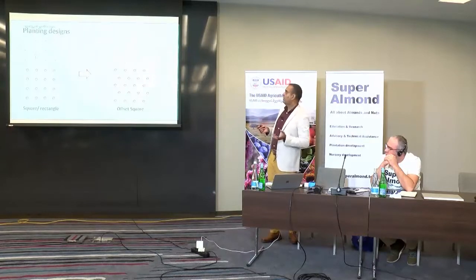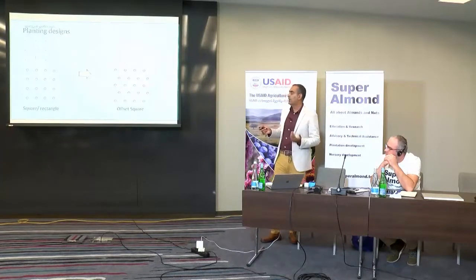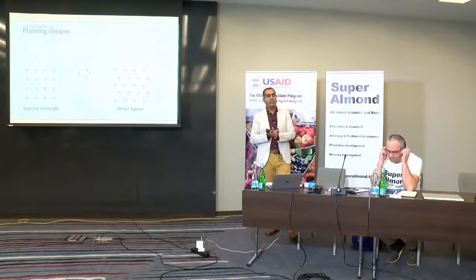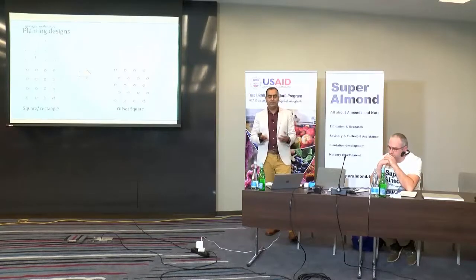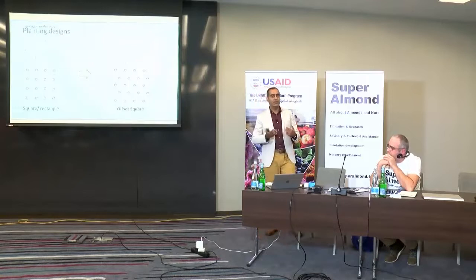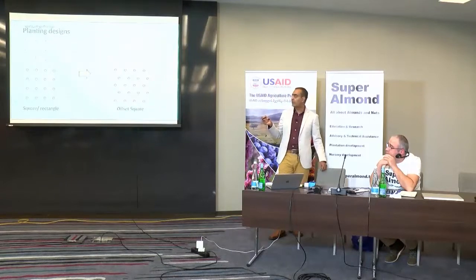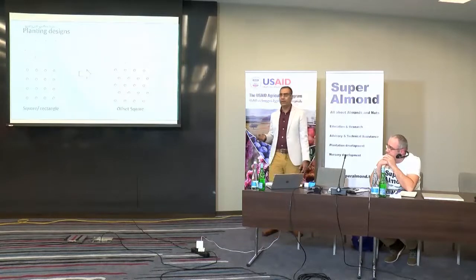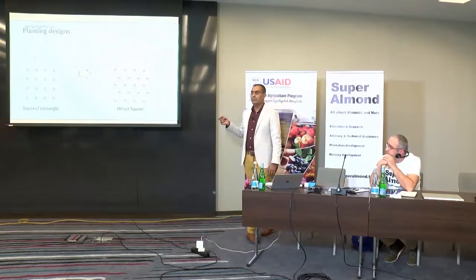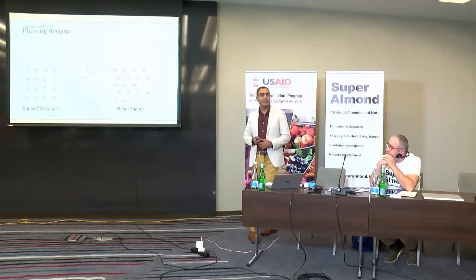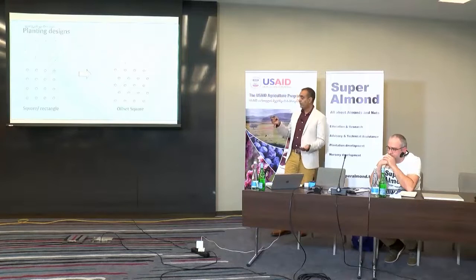So a little bit of modification to make the square a rectangle by reducing the tree-to-tree distance. So for example, if the square is 6 meters by 6 meters, now you reduce the tree-to-tree spacing to 4 meters or 4.5 meters. So you get a rectangle. Further, you just shift the alternate rows a little bit to actually get an offset square or an offset rectangle. An offset rectangle is the most popular planting design in case of almonds in California for a couple of reasons.